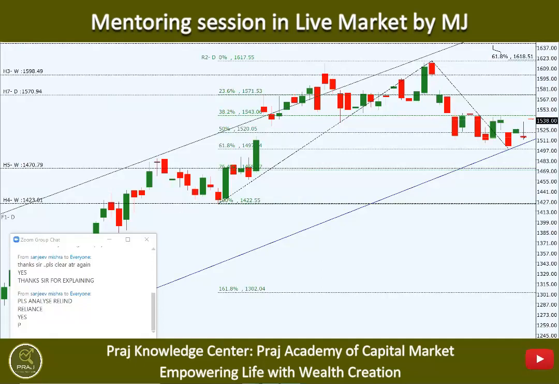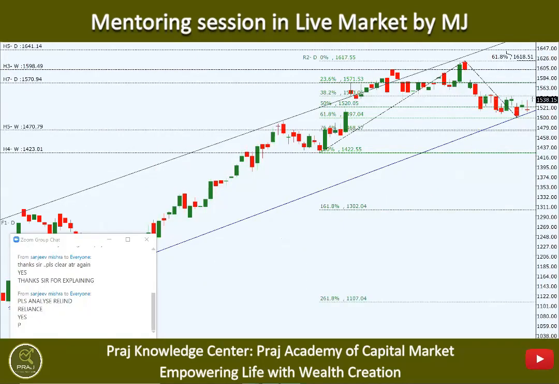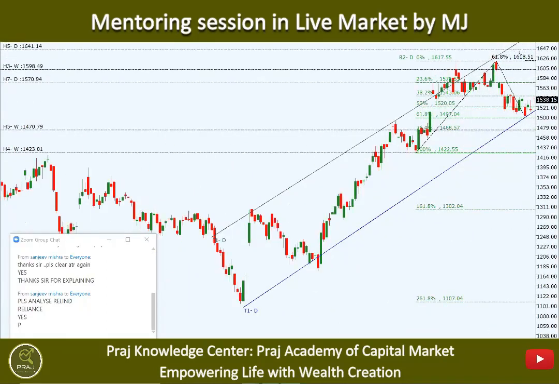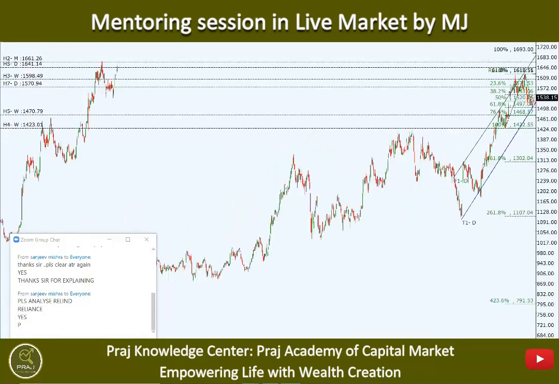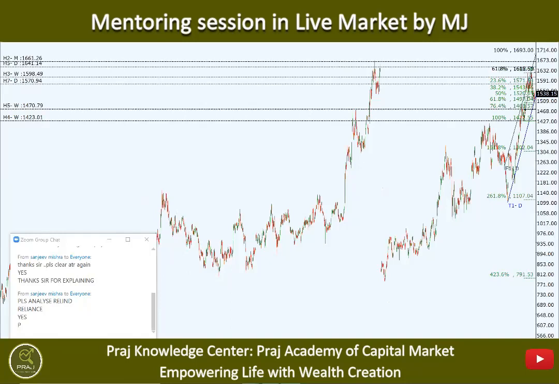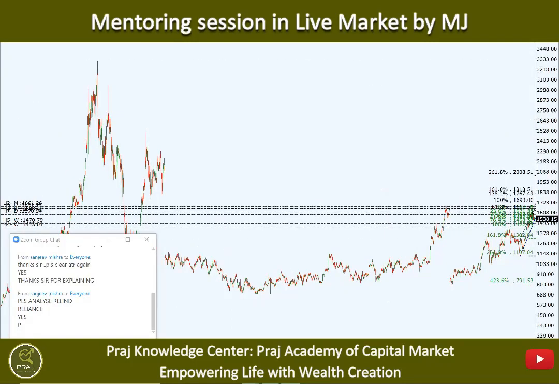That's almost 100 points on Reliance, this side upside. Now once this target is achieved, the next target is 1693 point. That will be the 100%, this downside covered completely. And the next target is 1767. The next target is 1830, and the next to next target will be 2000.